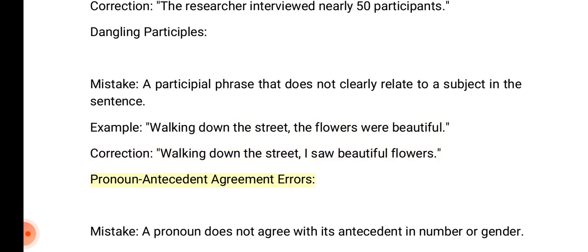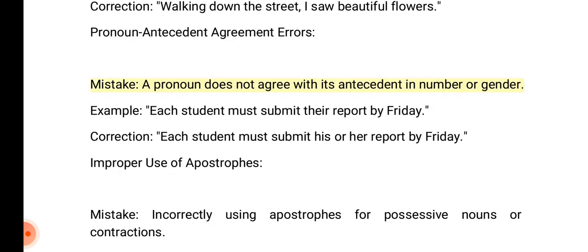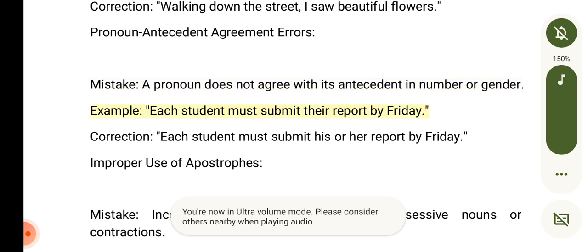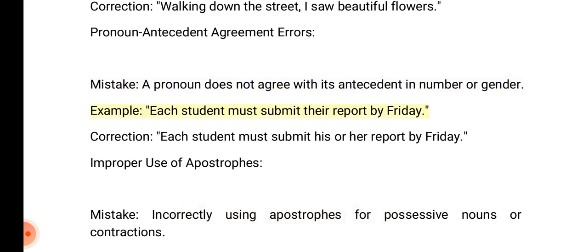Pronoun-antecedent agreement errors. Mistake: a pronoun does not agree with its antecedent in number or gender. Example: Each student must submit their report by Friday. Correction: Each student must submit his or her report by Friday.